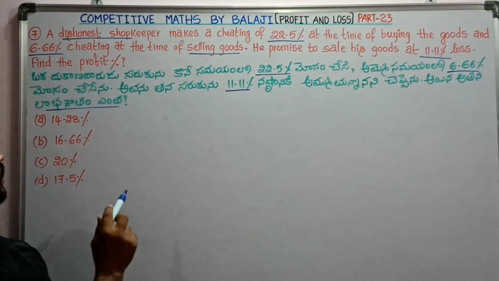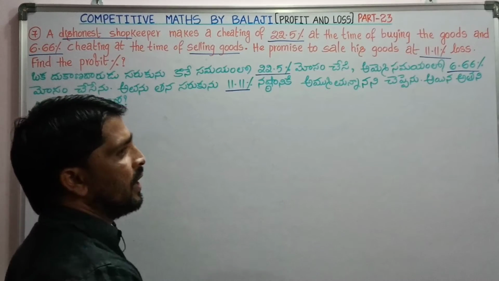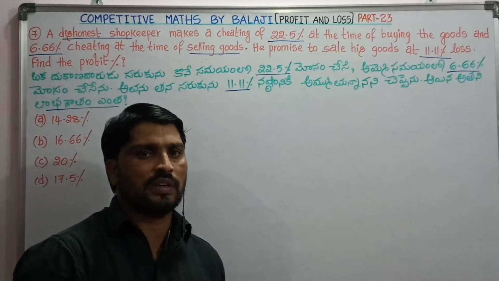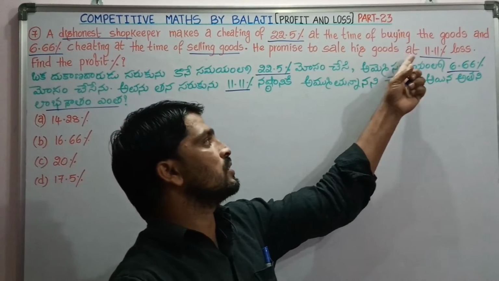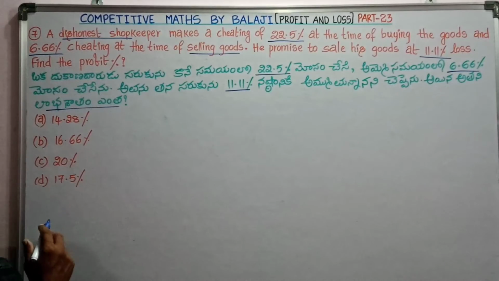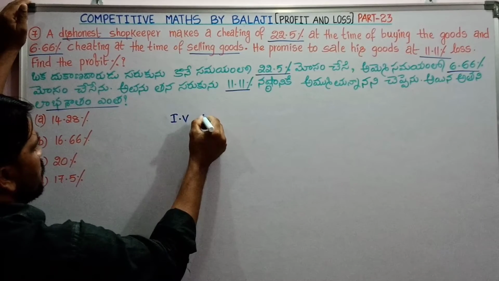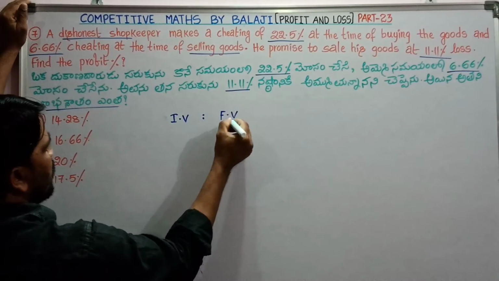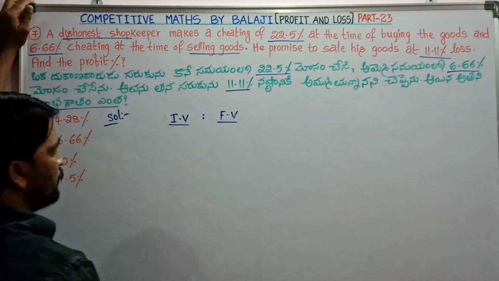Find the profit percentage. A dishonest shopkeeper cheats at the time of buying the goods and at the time of selling the goods. He promises to sell his goods at 11.11% loss. So find his profit percentage. Consider the ratio of initial value to final value.